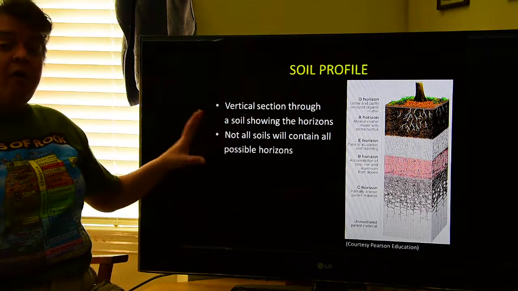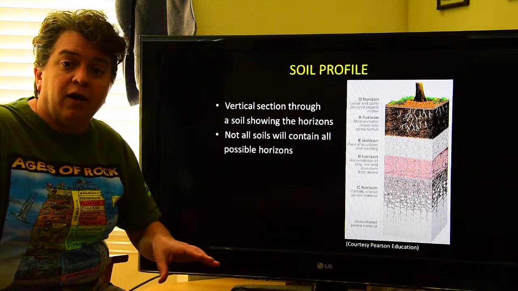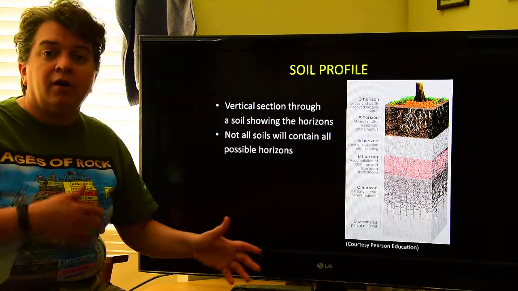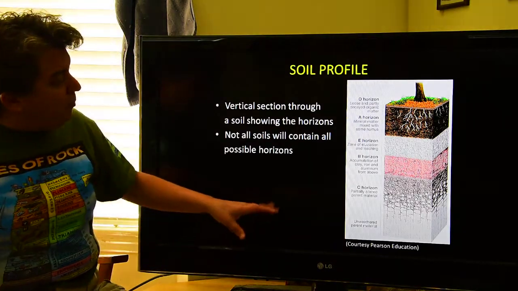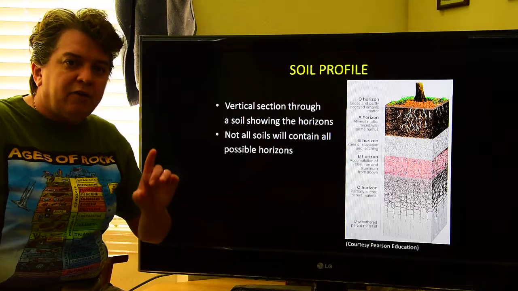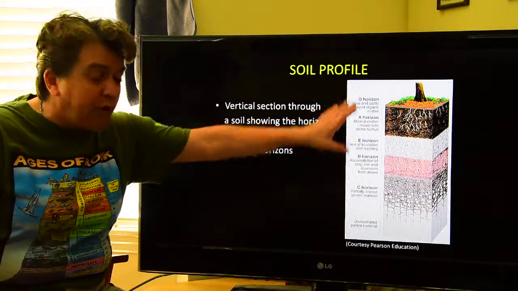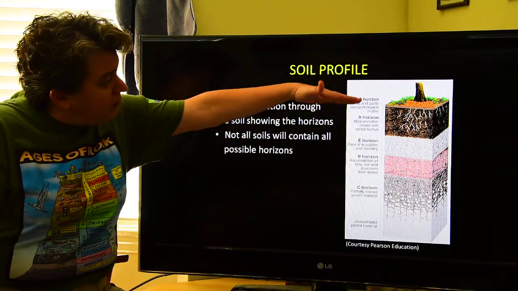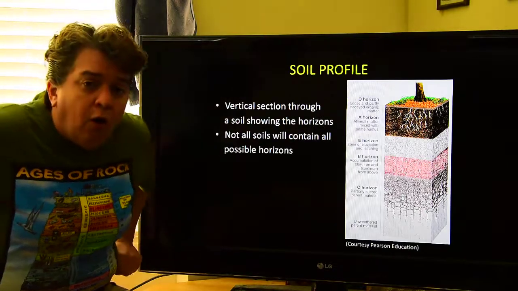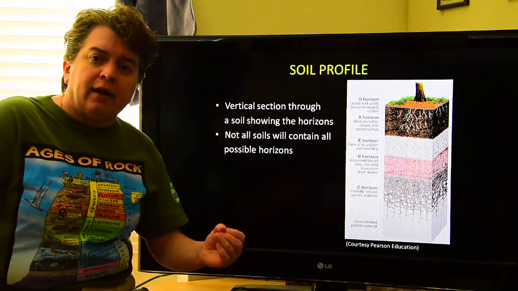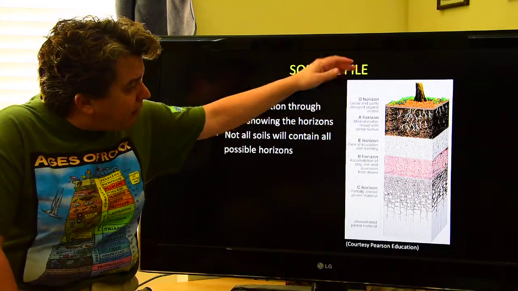Now, not all soils will contain all the possible horizons. It really just depends on the climate and the parent material and all that good stuff. But the layers you might see are shown here, and some soils will have all of these. The layer at the surface is called the O horizon, O standing for organic material. This is loose and partly decayed organic matter.